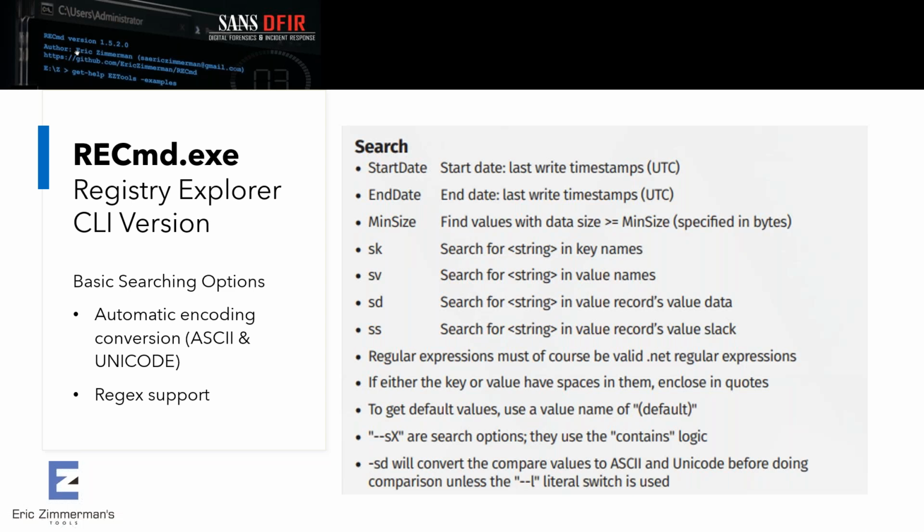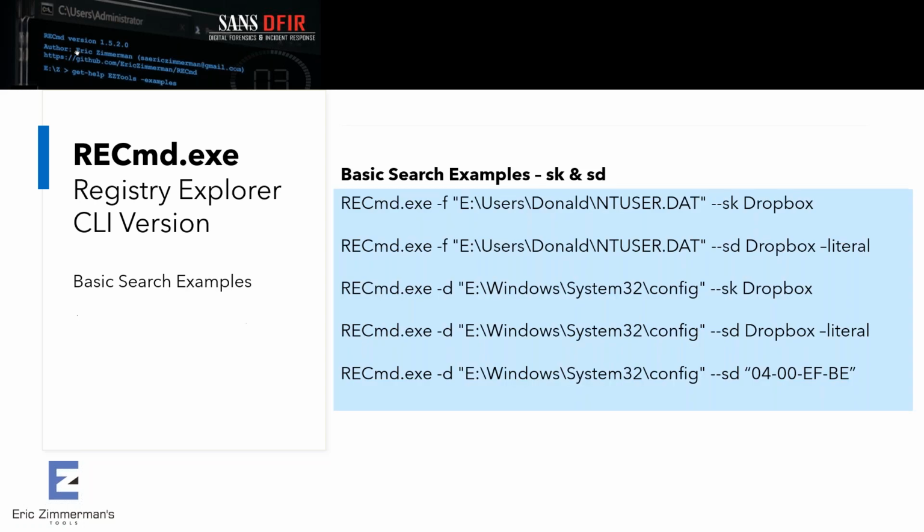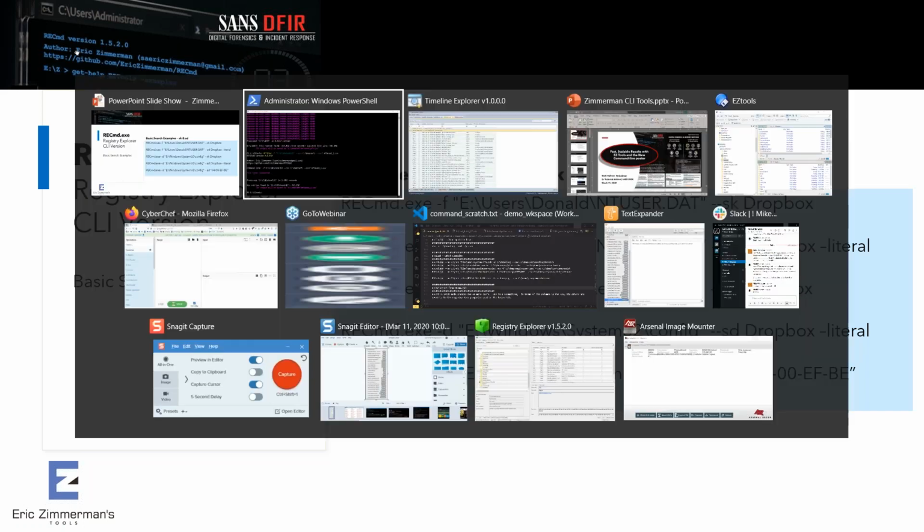So when we say search, these are the options that we can use in search. Basically, we are searching a key, we're searching a value name, we're searching the value data. There's regex support. It has the ability to automatically convert hex and Unicode data into ASCII to match the search term. That's better illustrated, I guess, through a demo than to talk about it. So let's do that.